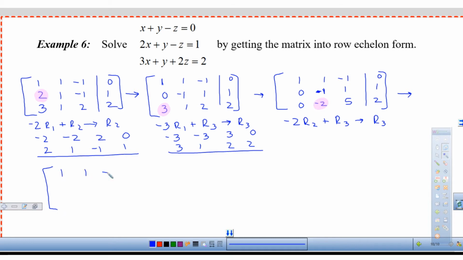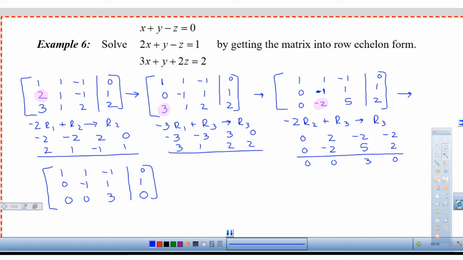So 1, 1, -1, solid line 0. Row 2, 0, -1, 1, 1. Take a -2 across row 2 and you have 0, 2, -2, -2. Write row 3 right underneath it. 0, -2, 5, and 2. Add them together and you have 0, 0, 3, 0. That's what goes here.